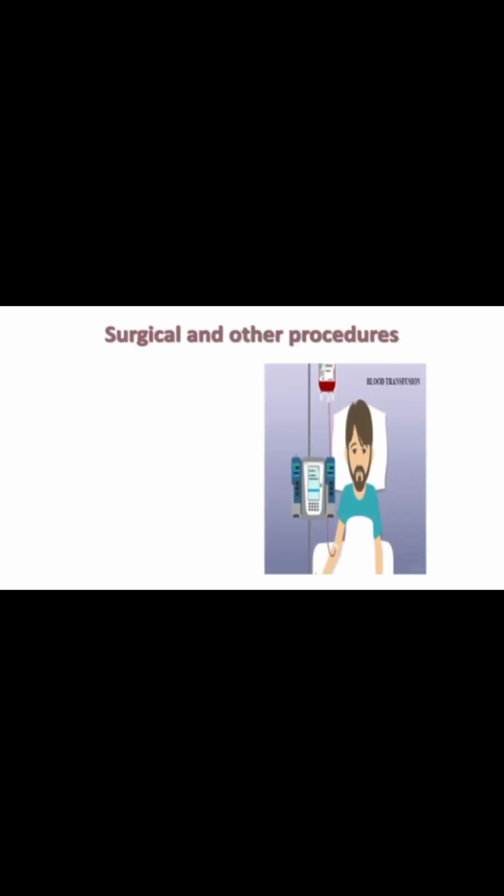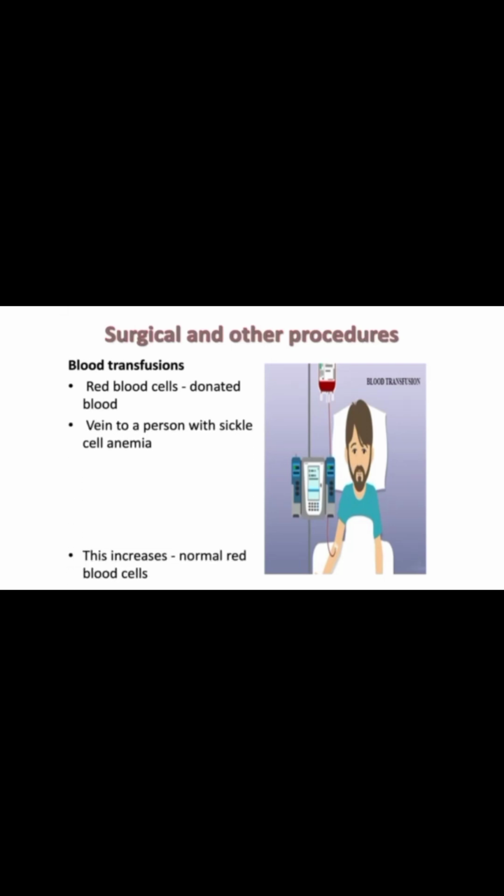Blood transfusions. In a red blood cell transfusion, red blood cells are removed from a supply of donated blood and are given through a vein to a person with sickle cell anemia. This increases the number of normal red blood cells, which helps reduce symptoms and complications.